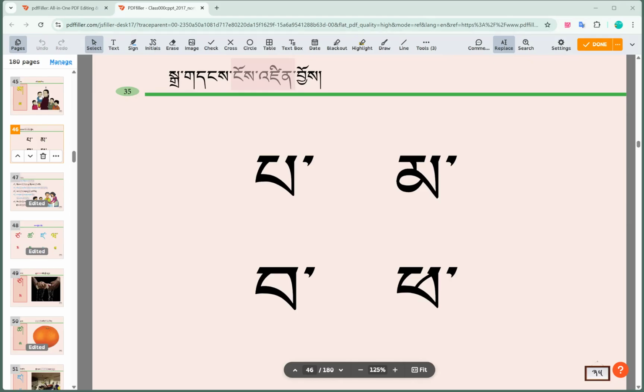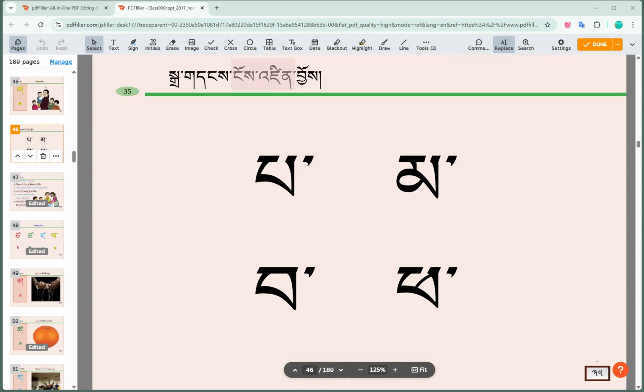Hi and welcome. We're continuing the kindergarten slides from number 35. Again, we're going to try to identify the row that we did last time, the letters in the row that we did last time.